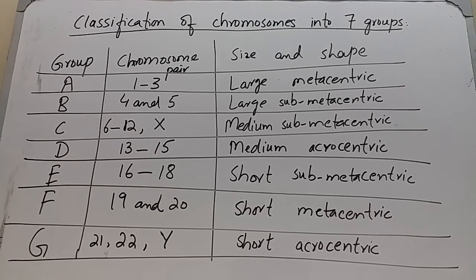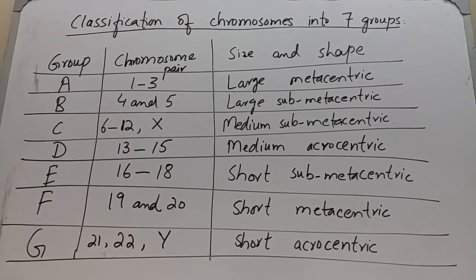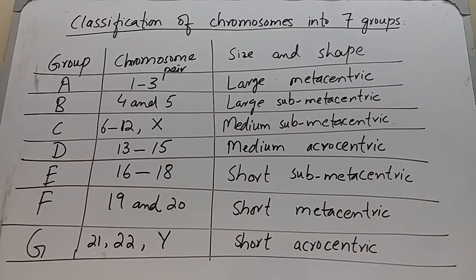And the last is group G, the 7th group. It includes chromosome pair 21, pair 22 and the Y chromosome, which is found only in male, and their size is short and they are acrocentric in shape.